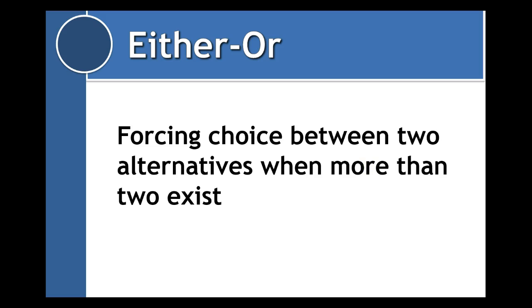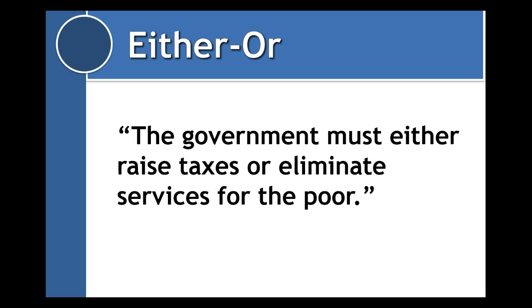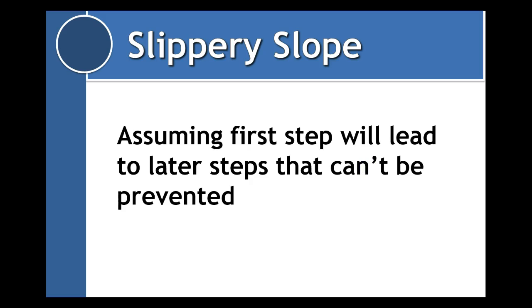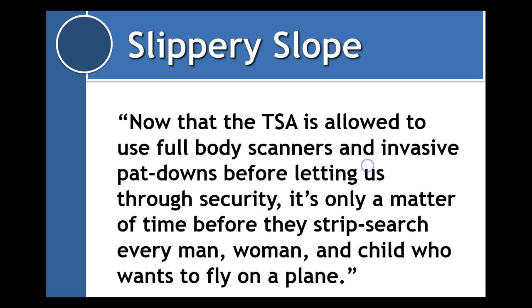Either or means forcing a choice between two alternatives when more than two exist. The government must either raise taxes or eliminate services for the poor. Slippery slope means assuming the first step will lead to later steps that can't be prevented. Now that the TSA is allowed to use full body scanners and invasive pat-downs before letting us through security, it's only a matter of time before they strip search every man, woman, and child who wants to fly on a plane.